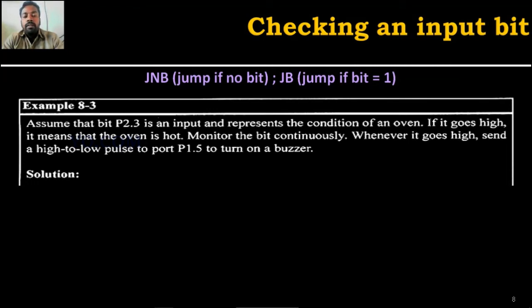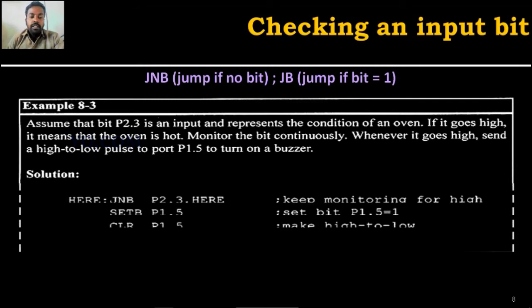Whenever the oven temperature increases to some high level, at that time the buzzer is switched on. Whenever the temperature is reduced, at that time the buzzer is switched off. This is the condition. How can we write the program?